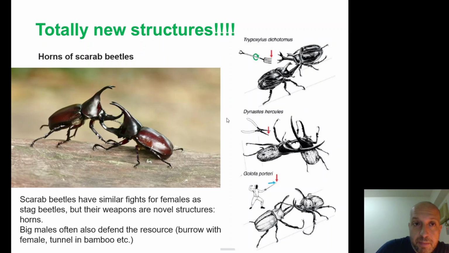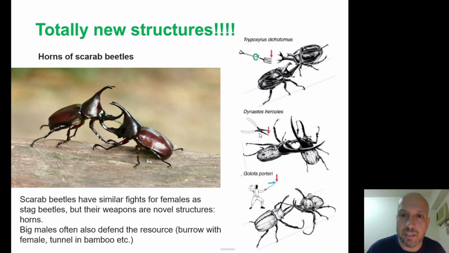Similarly as in stag beetles, in scarab beetles the horns are used for male-male fights, right? Different species of beetles have different shapes of these horns because they are using them as a different tool. Here is an example. In this Trypoxylus, the horn has multiple spines on the end. It's used as a tool to hold the other male and throw him out from the tree.